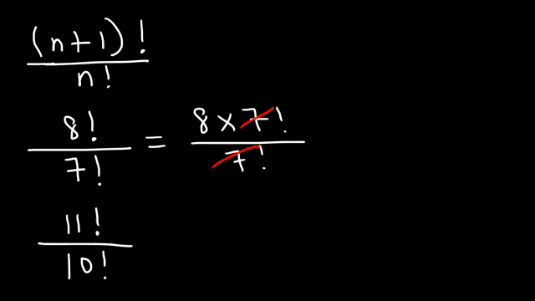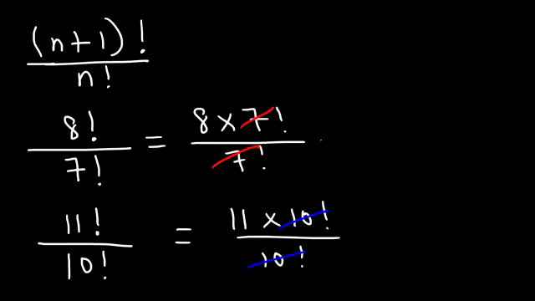When you're writing out a factorial, the next number is always going to be 1 less than the previous number. So for 11 factorial, it's going to be 11, and then 11 minus 1, that's going to be 10. So that's the next number in the sequence. And so we could cancel 10 factorial. So 8 factorial over 7 factorial is just 8.